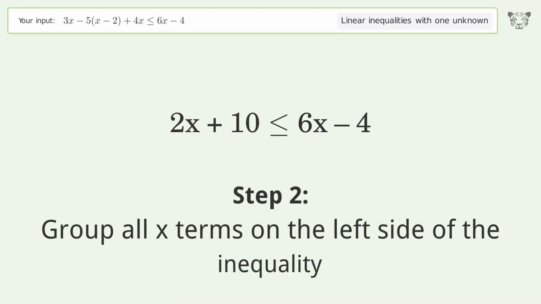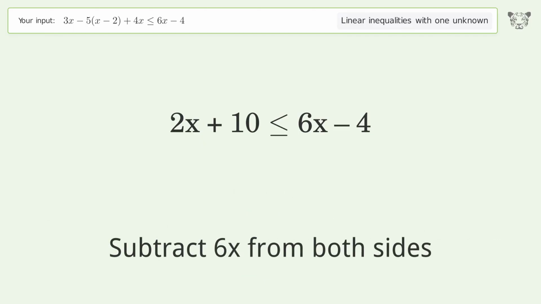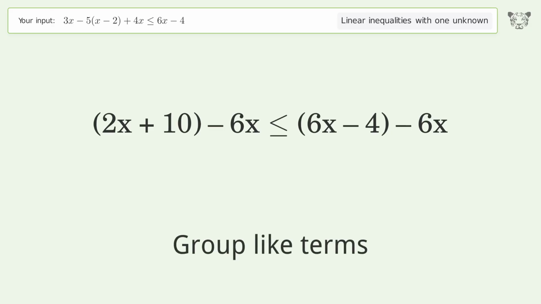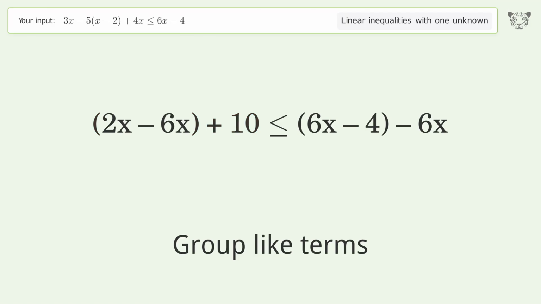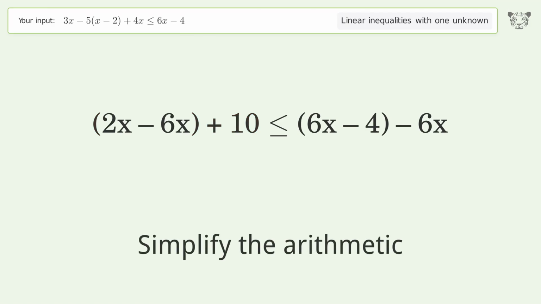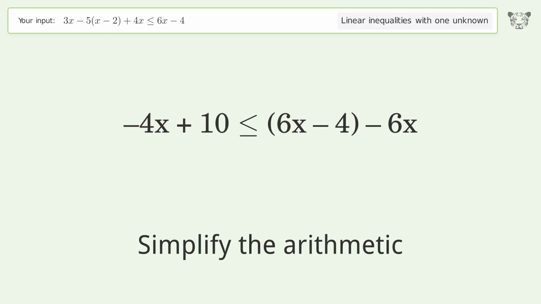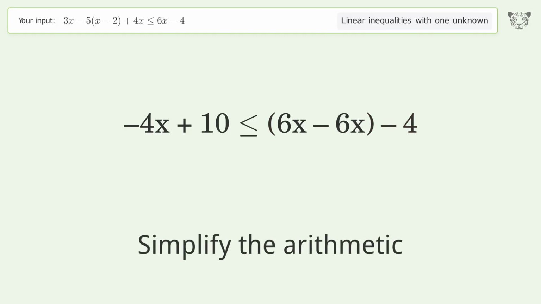Group all x terms on the left side of the inequality. Subtract 6x from both sides. Group like terms. Simplify the arithmetic. Group like terms. Simplify the arithmetic.